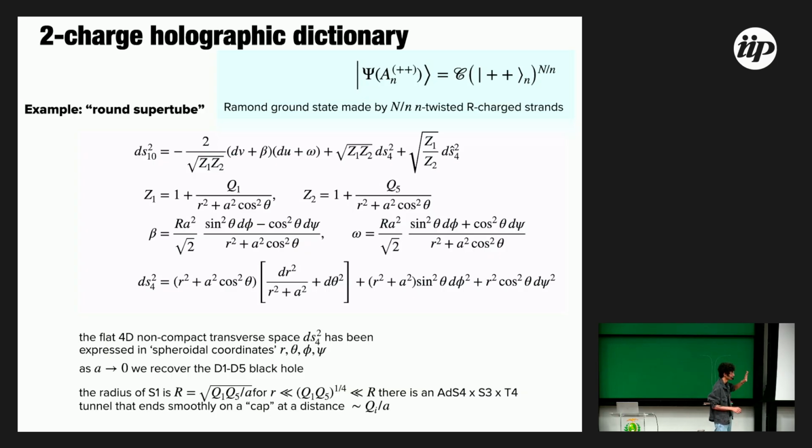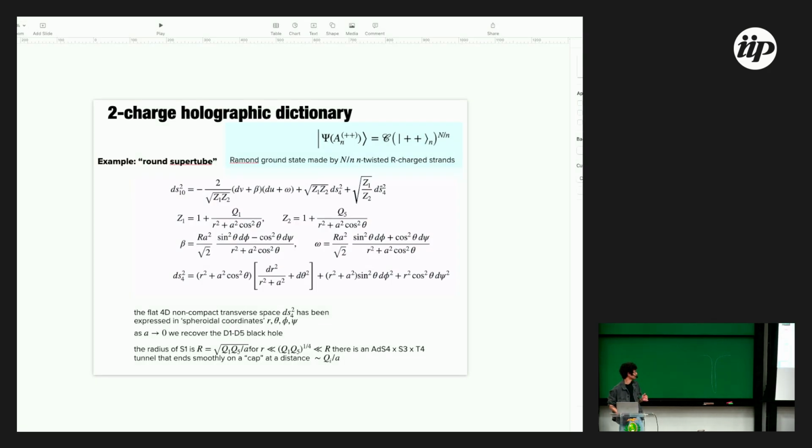I don't work with this. I don't know much, but I know that many have been constructed, and they correspond to specific states in the CFT. And so this is one example of the dictionary, a precise example of the dictionary. And now it's over. Okay.